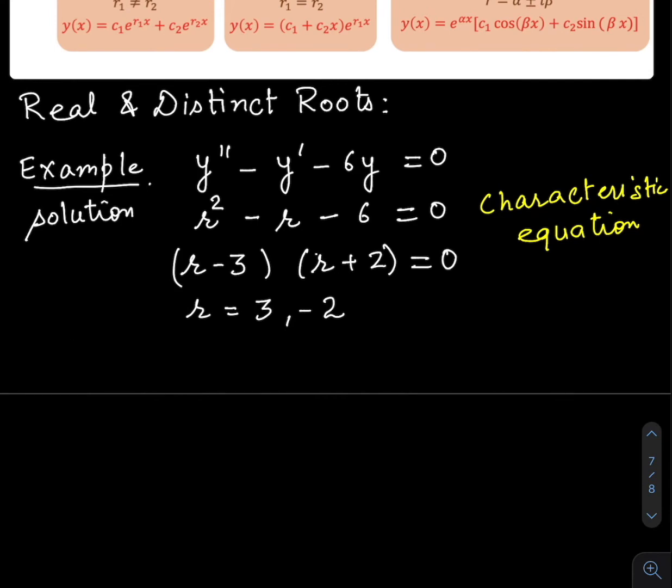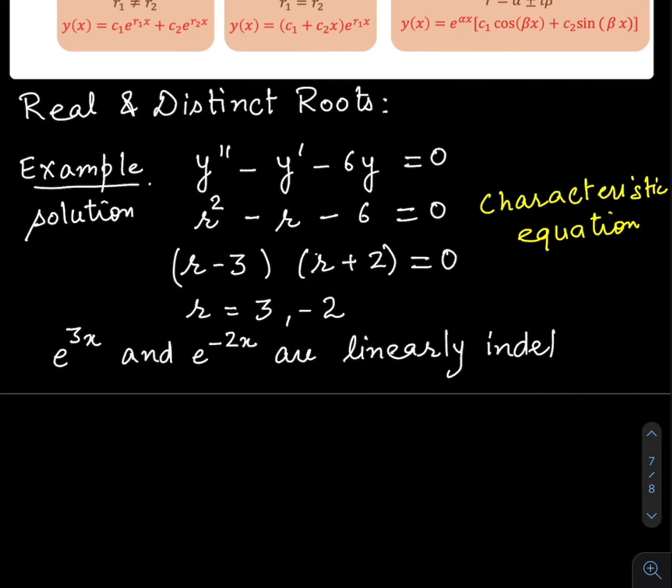Okay, first let's write down the two independent solutions. So e power 3x and e power negative 2x, these two are linearly independent solutions of this ODE.